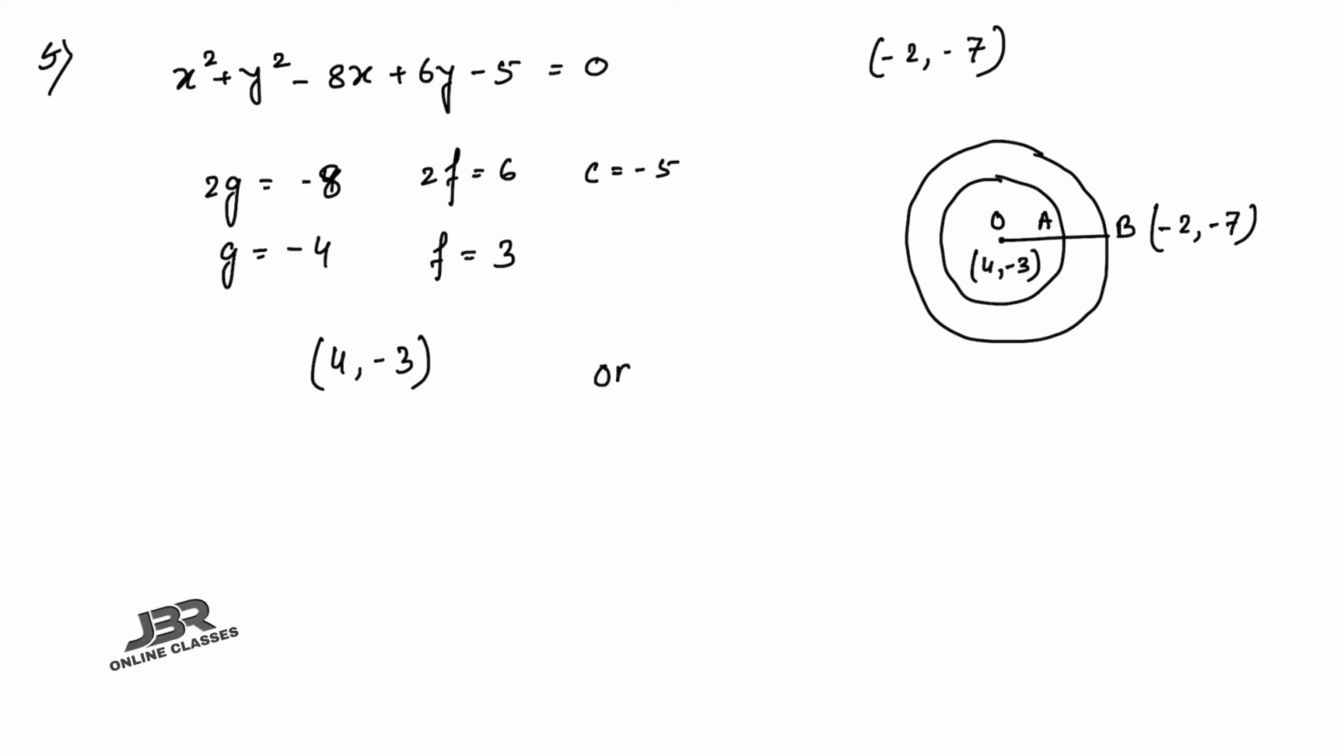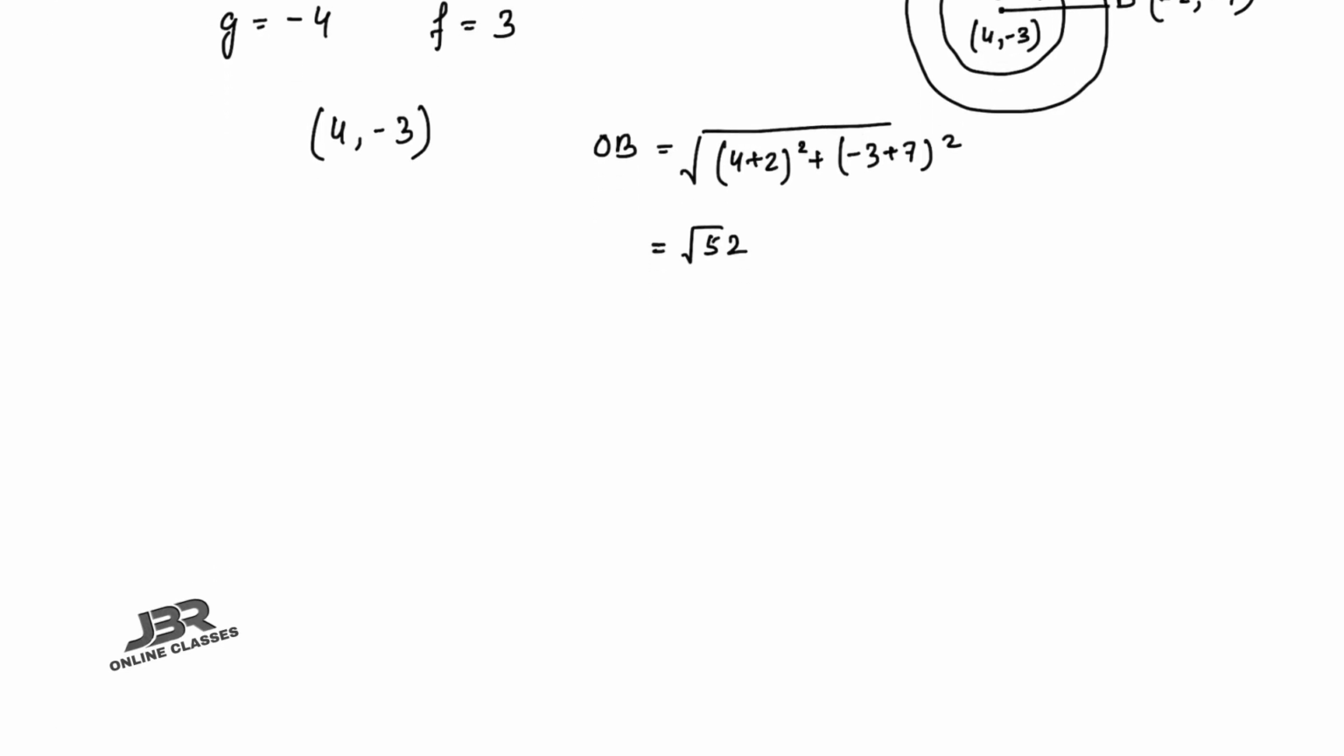If you find out the length of OB, you can apply the distance formula. So it will be (4 plus 2) whole square plus (-3 plus 7) whole square, that equals root 52. So root 52 is the distance, that means the radius of the outer circle. Now you have to find out the equation of the outer circle. The formula is (x minus 4) whole square plus (y plus 3) whole square equal to r square. R square means root 52 whole square, that means 52.